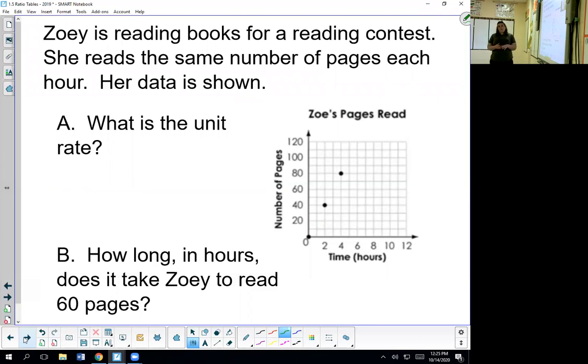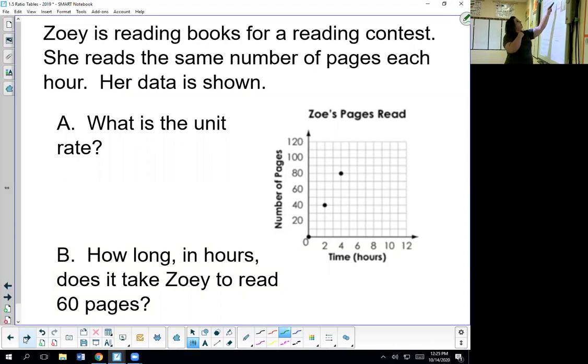Okay, looking at this, Zoe, because that's my little dog's name. Zoe is reading books. Apparently my dog's reading. For a reading contest, she reads the same number of pages each hour. So the same rate, constant rate. Constant rate means that we're going to have a straight line, which we call linear, right? So what is the unit rate based on this picture?